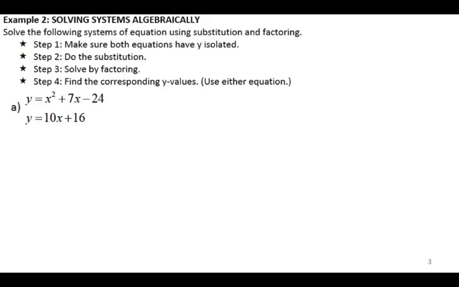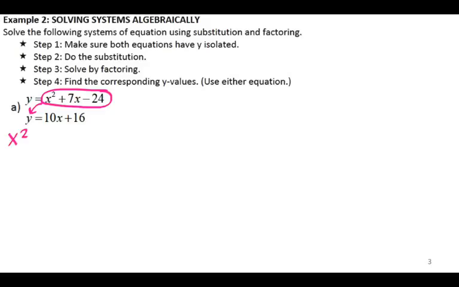Step number 1 is to make sure both equations have y isolated. You're trying to have both of them be y equals and y equals, which we do have. Step number 2 is to do the substitution. Since y equals x squared plus 7x minus 24, I can substitute that into my second equation for y. So I'm just going to rewrite it.